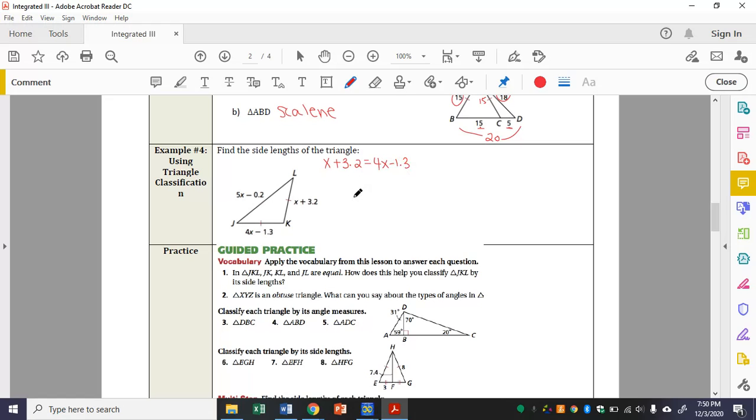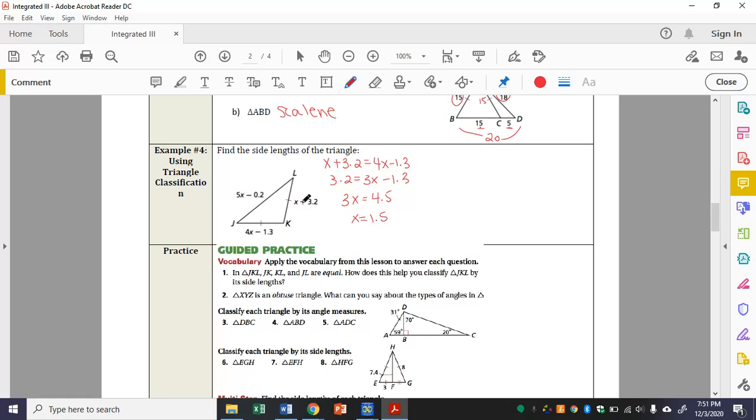And then I can solve down, find my value for x, and then plug it back in to find these actual side lengths. So I'm going to subtract the x from both sides. When I do that, I'm just left with 3.2 equals 3x minus 1.3. And then I'm going to add the 1.3 to both sides. I'm going to get 3x equals 4.5. And when I divide by 3, I should end up with x equal to 1.5.